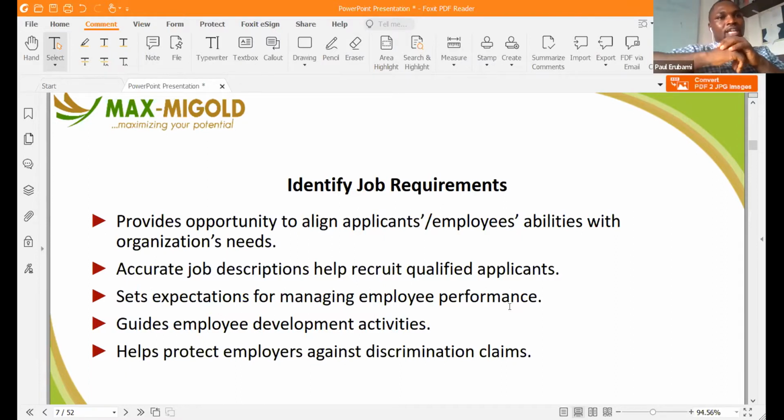Also, it is very important to help protect employers against discrimination claims. Here we're talking about the job market today, where there are laws governing against discrimination. If people have a genuine reason to claim they are being discriminated against in their workplace, they can actually take the employer to court, and they can actually win. So as a facility manager managing different things, you should protect your employer against any form of discrimination, so as to ensure that every process is fair and well documented.